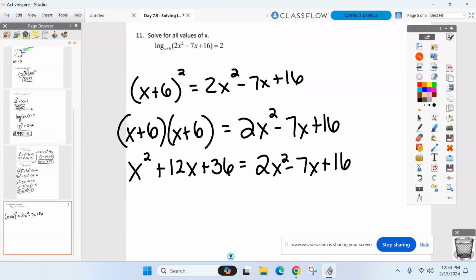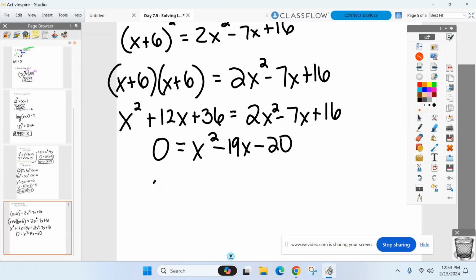And then we get it equal to 0 again, right? So I'm going to move over the left side for me so I get that positive x squared. How about these numbers that come out here? Huh? Look at these numbers. Negative 19x, negative 20. Good luck factoring that, huh?